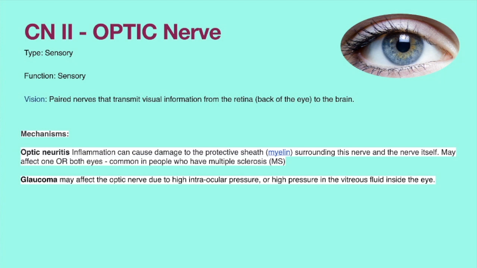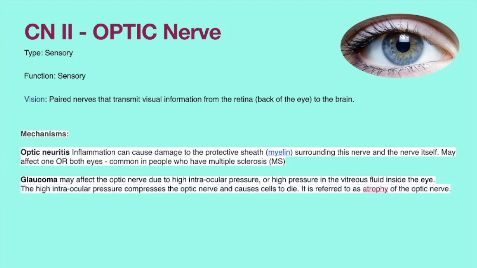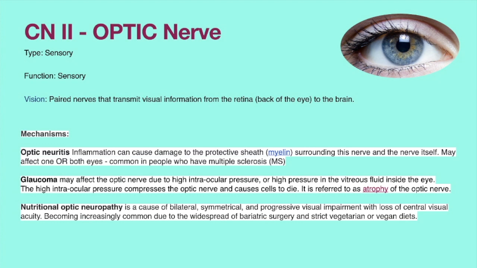Glaucoma is quite a common one, affecting the optic nerve due to high intraocular pressures, which affect the nerve, causing the cells to die, and we get atrophy of the nerve in those situations. So again, if you suspect somebody of having glaucoma, that might be a consideration for you. A really interesting one is nutritional optic neuropathy. It causes progressive visual impairment, and it's apparently becoming increasingly common due to the widespread use of bariatric surgery and these strict vegetarian and vegan diets that lots of folks are using at the moment.